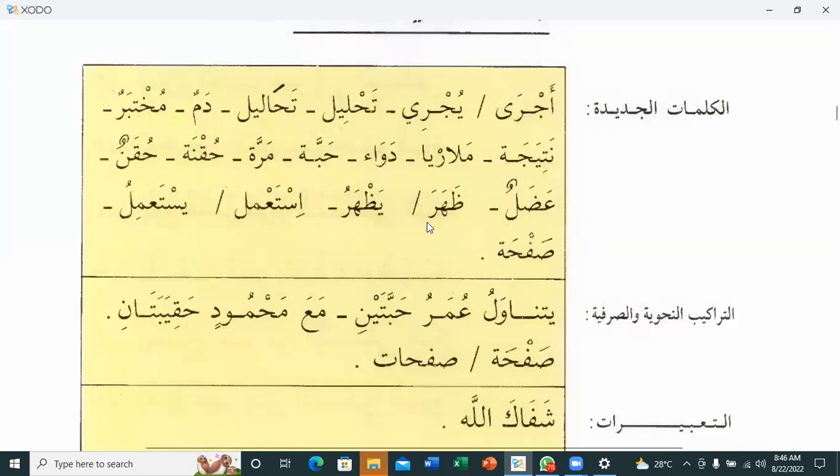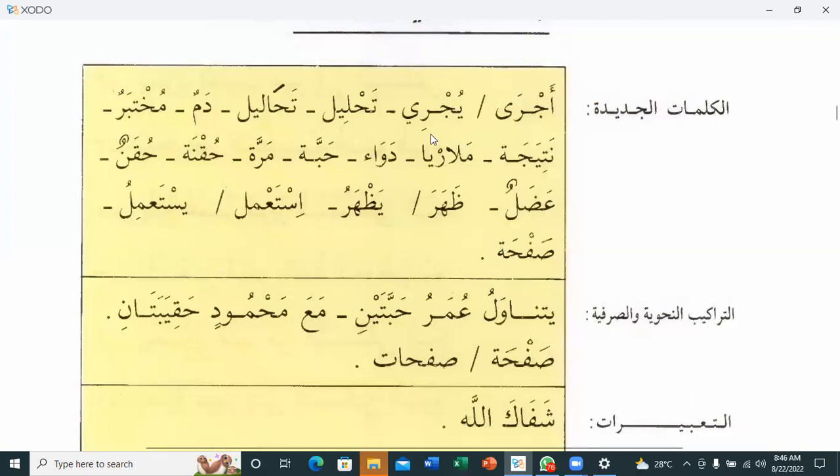Adalun, muscle. Zahara, appeared. Yazharu, is appeared. Istamala, used. Yastamilu, is used. Safhatun, page. I am repeating once again.